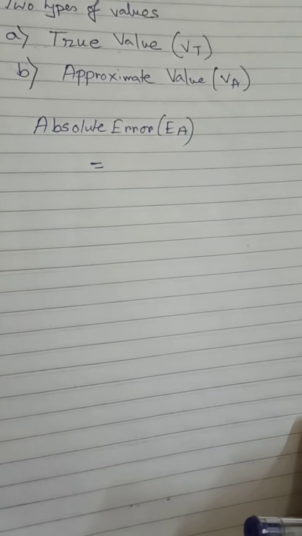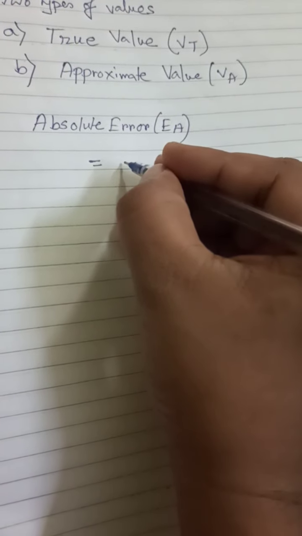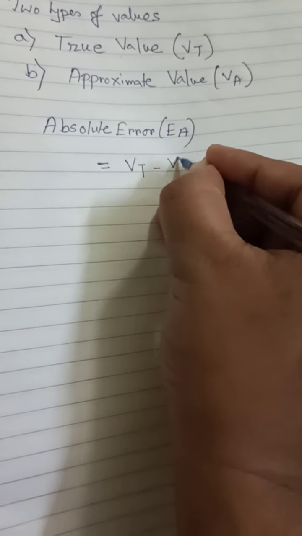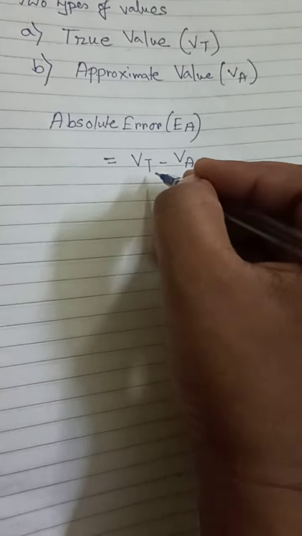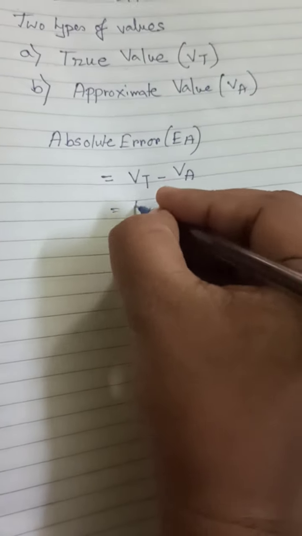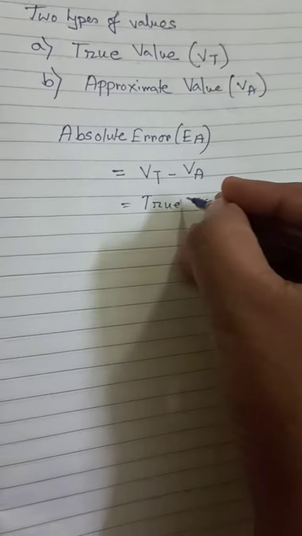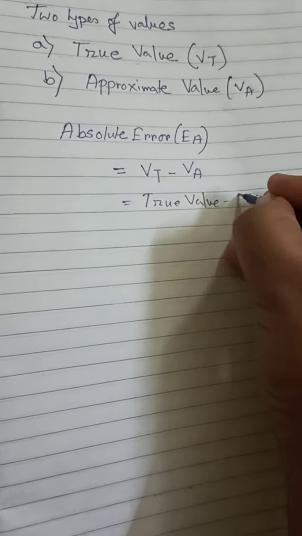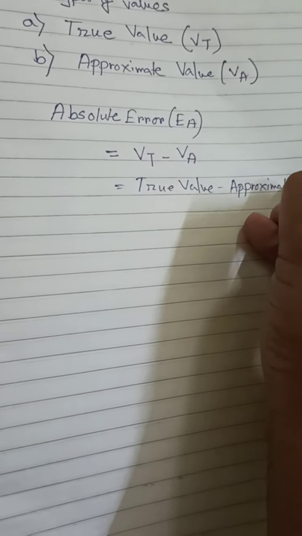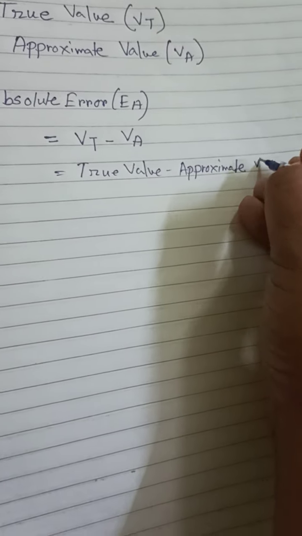The formula of absolute error, we have denoted it as Ea. So the formula of absolute error is true value minus approximate value. True value minus approximate value, that is Vt minus Va. So this is true value minus approximate value.